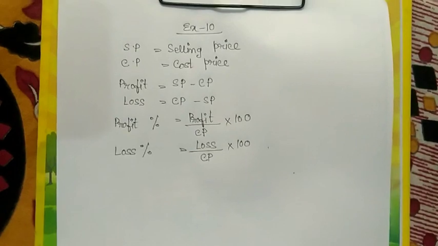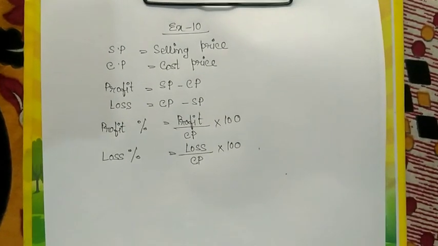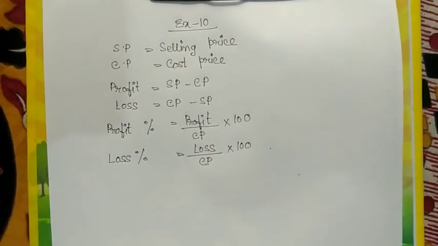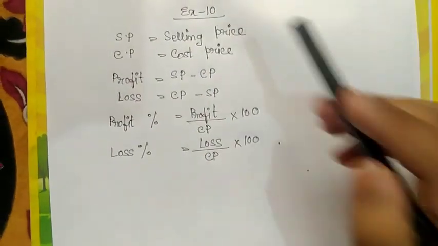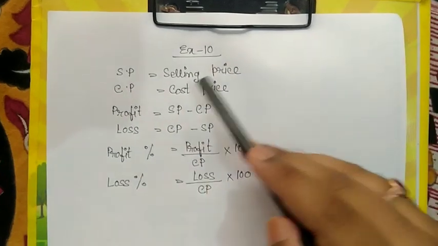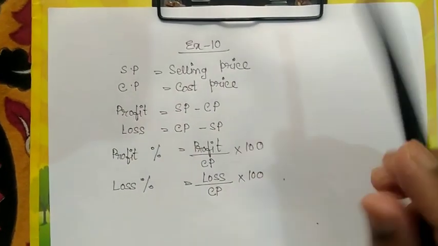This is the new chapter. Name of the chapter is profit and loss. First of all, we have to discuss some formulas of this chapter. SP means selling price. This is the short form. CP means cost price. This is also the short form.